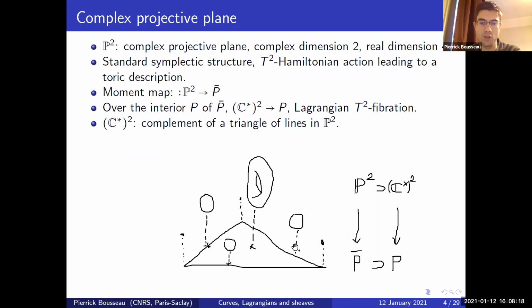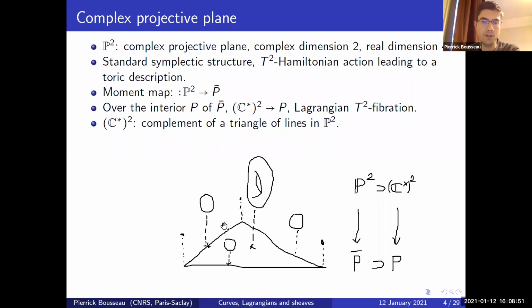You have this base triangle. Over a point of the interior, there is a 2-torus sitting. And if you look at what happens when you go to the boundary of this triangle, if you go to a point on the interior of a side of the triangle, one of the cycles of the 2-torus shrinks, and what remains is only one cycle. And if you go to one of the corners of the triangle, the 2-torus shrinks entirely, and what remains as fiber is a single point. And the total space of this fibration is simply P2.